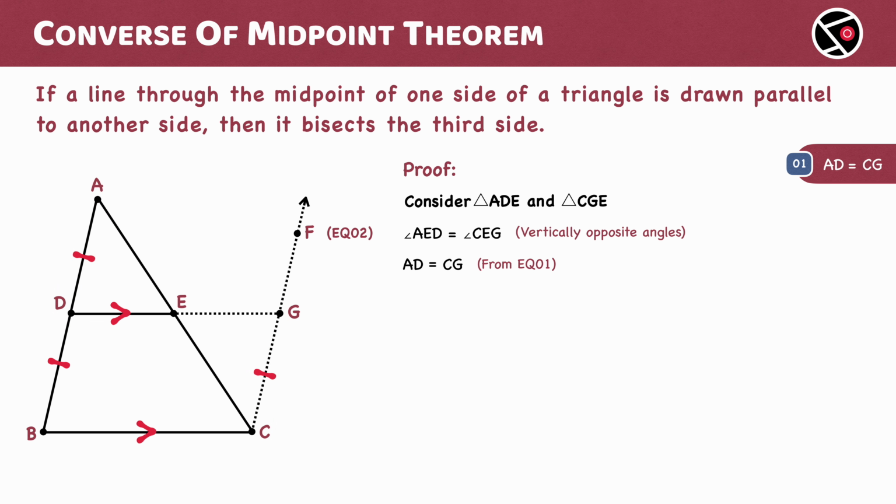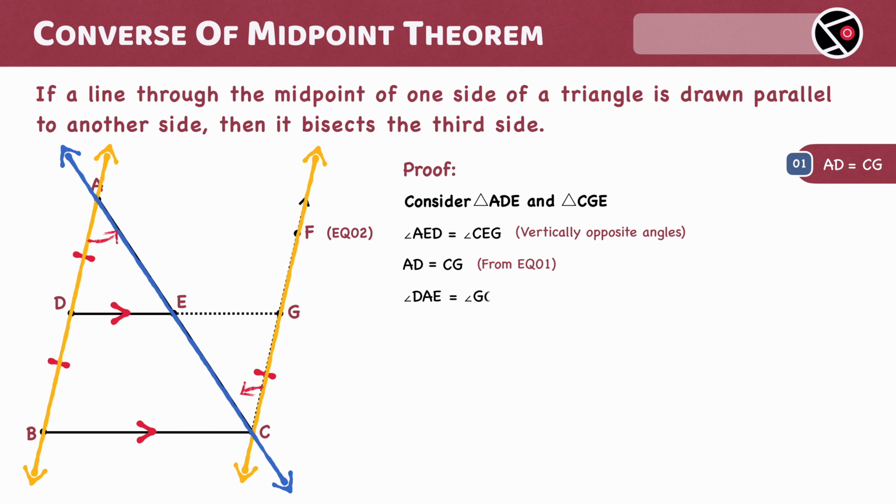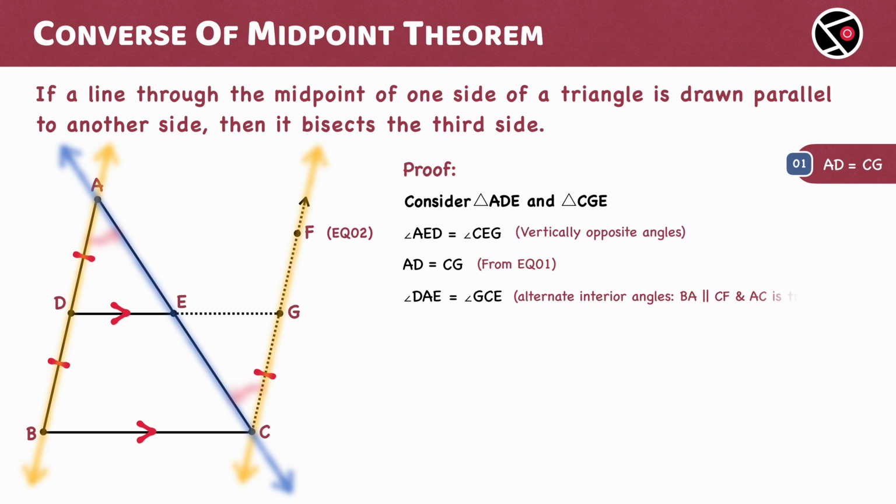Finally, we have BA parallel to CF, and AC is a transversal to these parallel lines. So, angle DAE equals angle GCE. Why? These are alternate interior angles, and alternate interior angles are equal. This is our equation number 3.